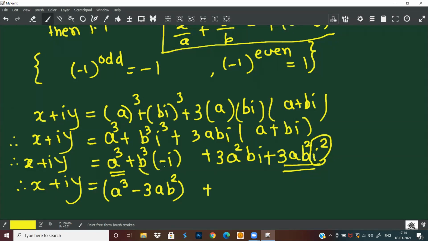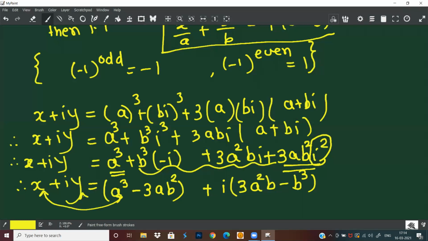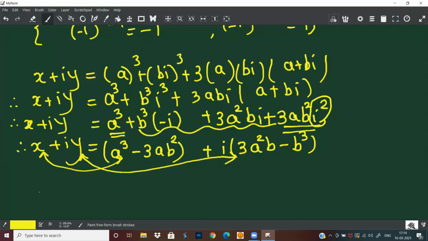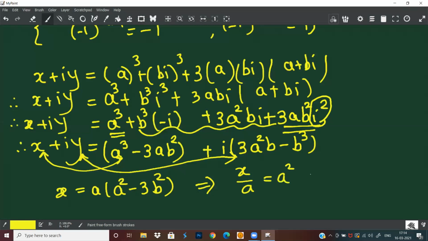अभी ये जो दो terms है, they are with i. So उसमें से अगर i common निकालोगे, so आएगा 3a square b minus b cube. So real part you will equate with real. Coefficient of i you will equate with coefficient of i. So your x is going to be ये part, इसमें a common है. It is a square minus 3b square implies x upon a is a square minus 3b square.